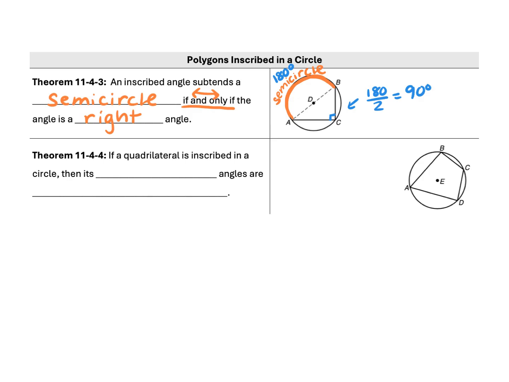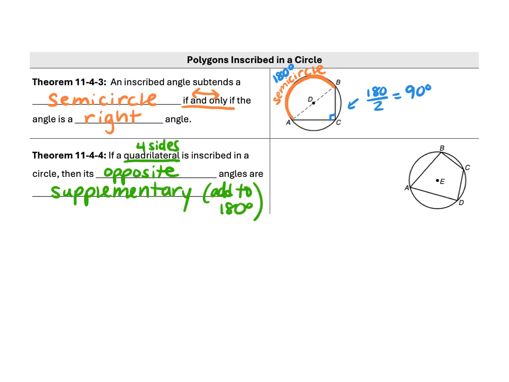The second theorem has to do with an inscribed quadrilateral. Remember that quadrilaterals are polygons with exactly 4 sides. And if a quadrilateral is inscribed in a circle, then its opposite angles will always be supplementary, meaning they add to 180 degrees. Let's look at why that's the case.